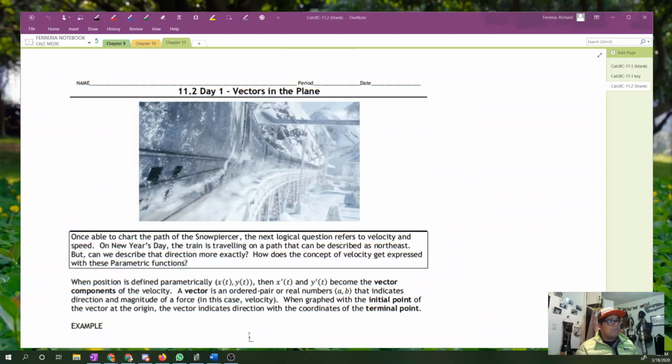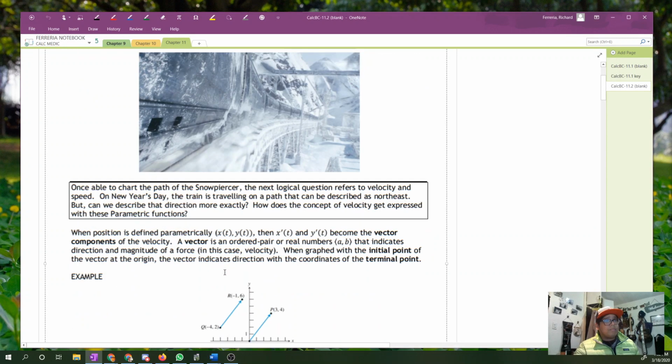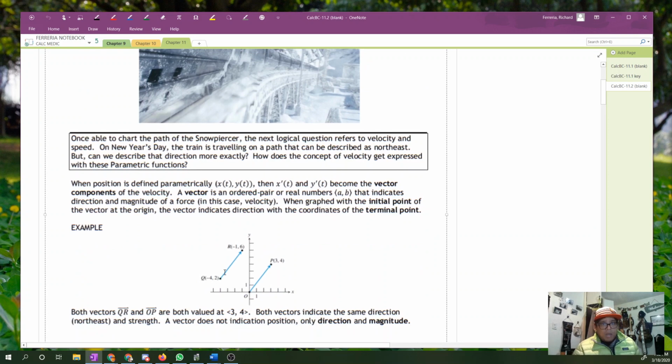Well, what is a vector? Actually, let's talk about Snowpiercer, because I love Snowpiercer. The next logical question about Snowpiercer, once we're able to chart the path of the Snowpiercer, is to take a look at velocity and speed. So we're going to be doing that over the next couple of days.